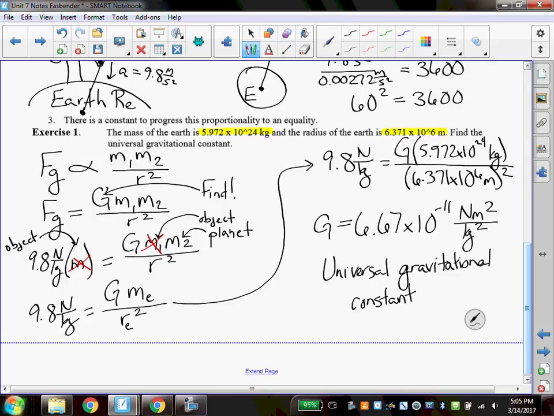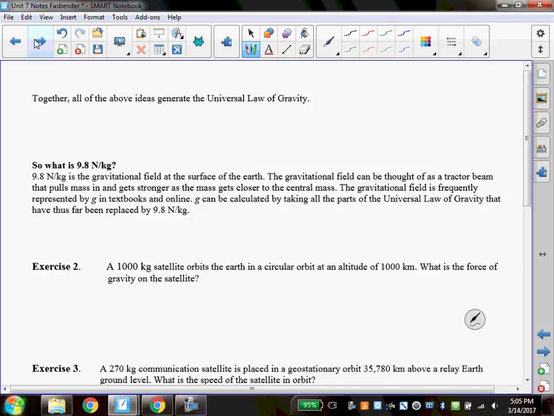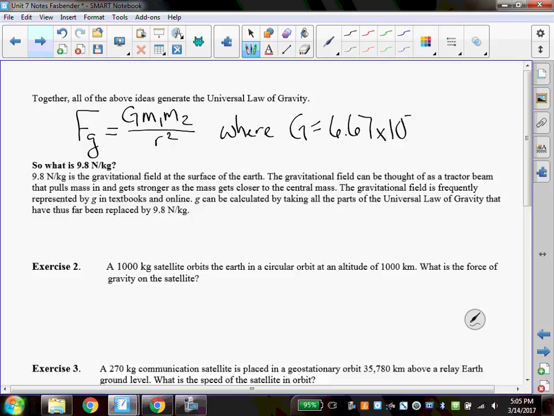And it is this universal gravitational constant that allows us to create a universal law of gravity that is going to be able to work anywhere, anytime, with any masses to find a force of gravity between those objects. So what I'd like for you to do is I'd like for you to flip the page. I would like for us to write out that universal law of gravity. Fg is equal to big G times m1 times m2 over r squared, where big G, the universal gravitational constant, is equal to 6.67 times 10 to the negative 11th Newton meters squared per kilogram squared.